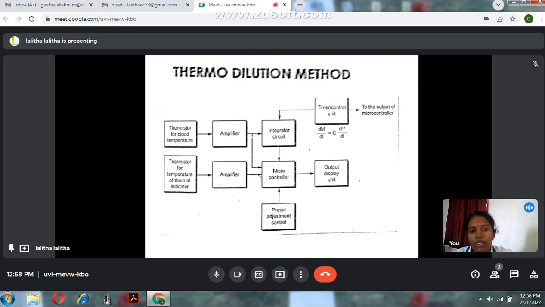The output display unit is a video recorder or messages produced on the output of the display unit. In this display unit we can see the cardiac output measurement. This is the thermodilution method of cardiac output measurement.